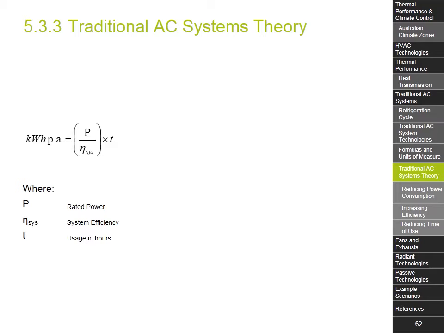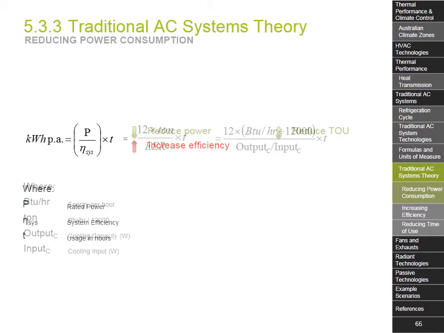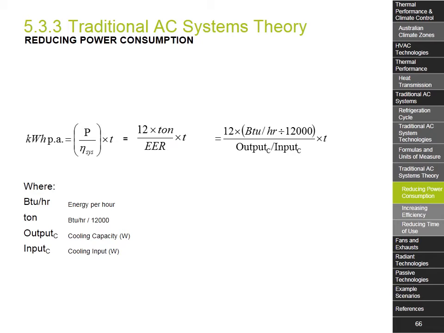As energy efficiency is essentially a product of reducing the total kilowatts of a system, it can be achieved through either reducing the power, increasing the system efficiency, or decreasing the time of use. First, let's look at reducing the power of the system. Required kilowatts is equal to 12, multiplied by the demand, divided by the ratio of the cooling output power and cooling input power.